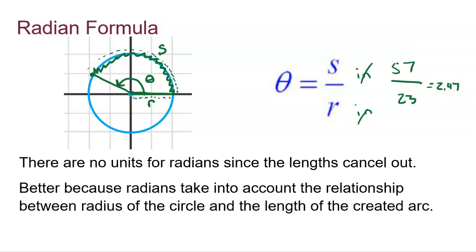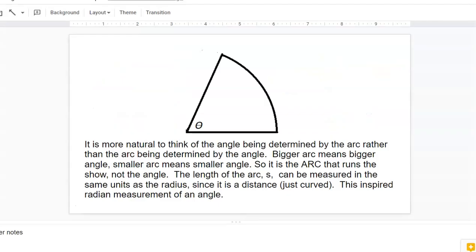Okay? And another way of thinking about this, if you're still looking for ways to really concretely make sure you understand what a radian is: a radian is basically measuring an angle in its radiuses.